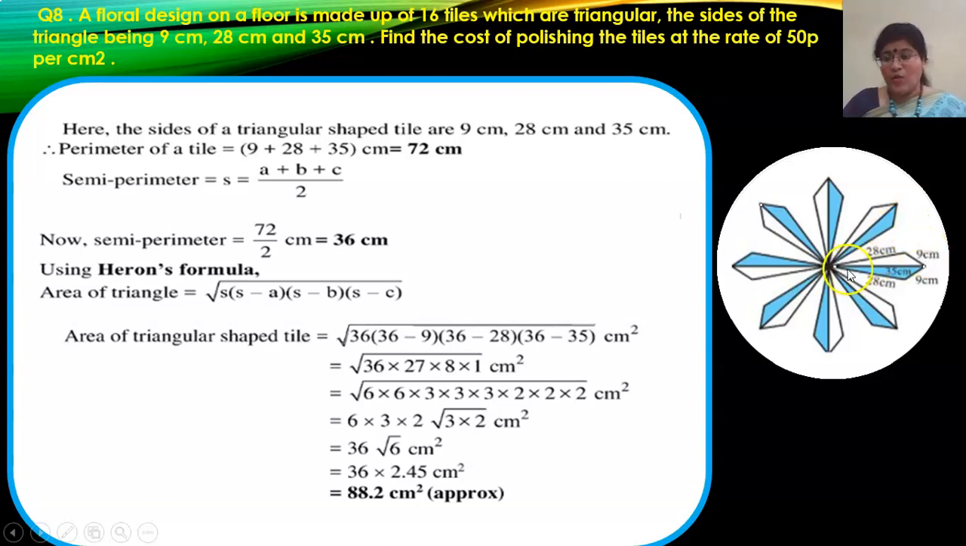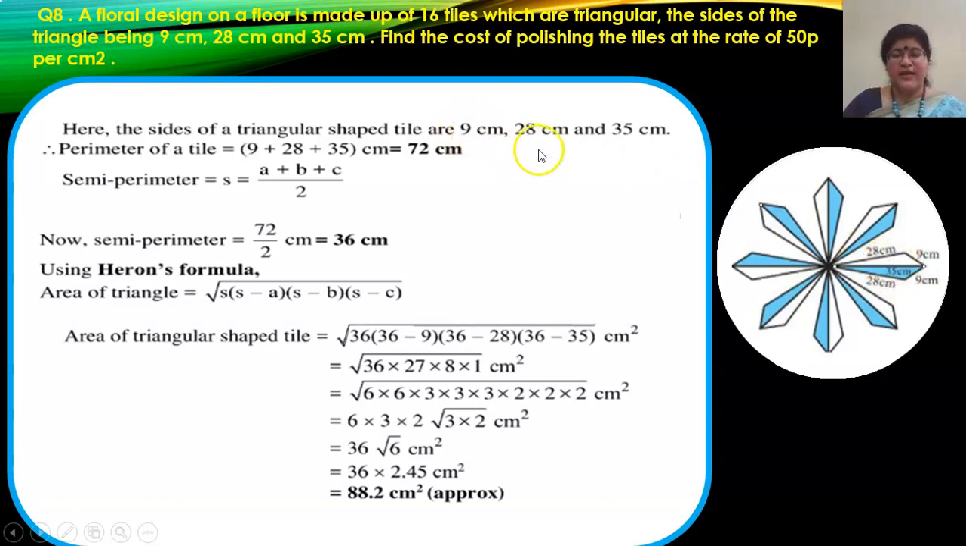Now take one triangle. Take the triangle in white. If you look at each such petal or each such floral design, it is actually a quadrilateral. 1, 2, 3, 4. Okay, it's a four-sided figure. And there is a line in between which is dividing it into two such triangles. Now let us find the area of this triangle.